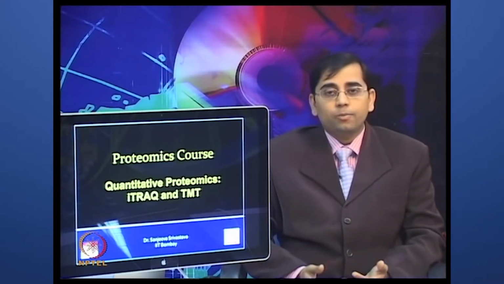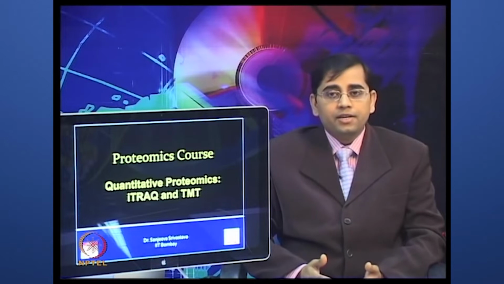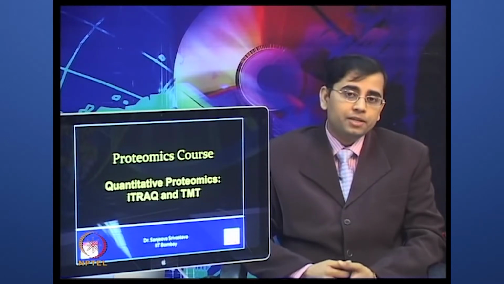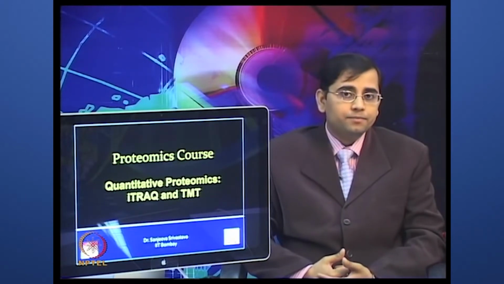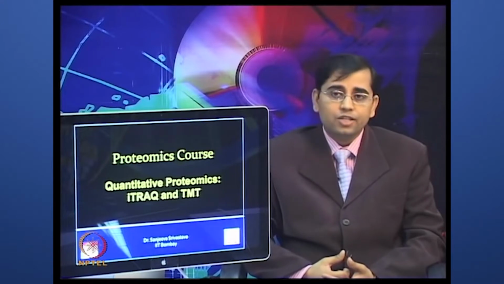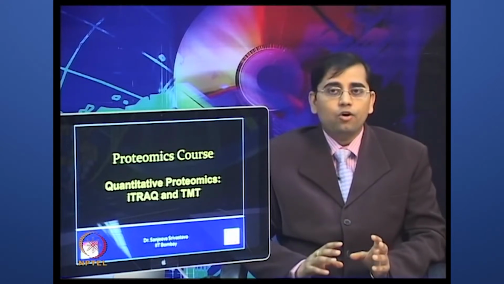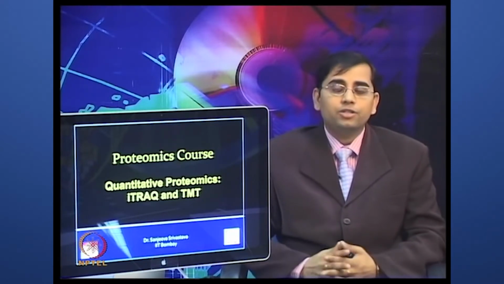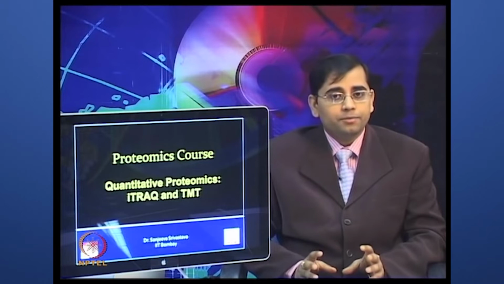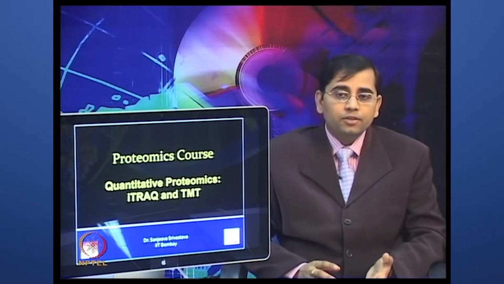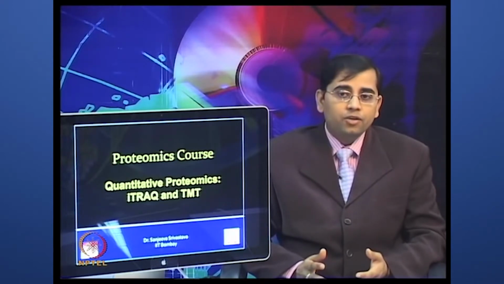iTRAQ, or isobaric tag for relative and absolute quantification. The identification and quantification of complex protein mixtures have been facilitated by mass spec based quantitative proteomic techniques. The iTRAQ reagent consists of amine specific stable isotope reagents that can label peptides of up to 4 or 8 different biological samples. Although both iCAT and iTRAQ are similar in the overall concept, the iCAT method relies on tagging cysteine residues, whereas the iTRAQ method is based on tagging the primary amines.